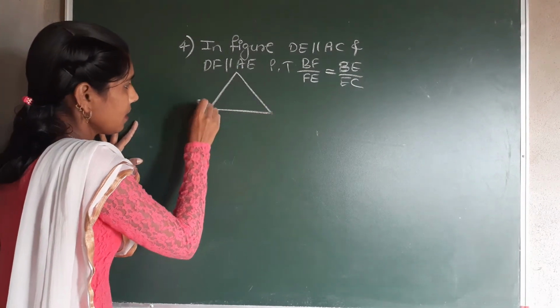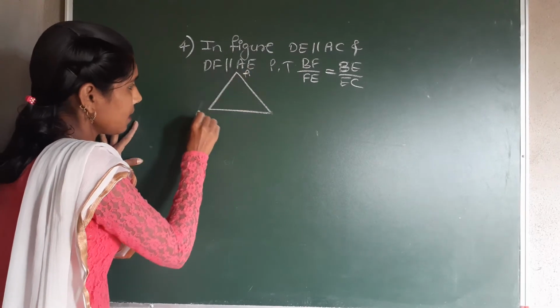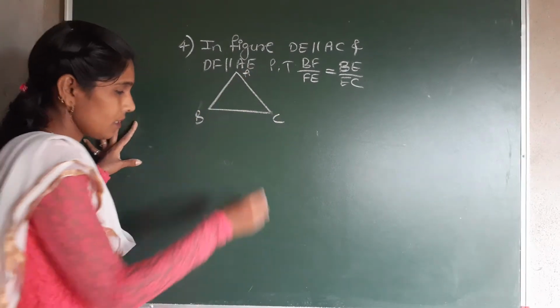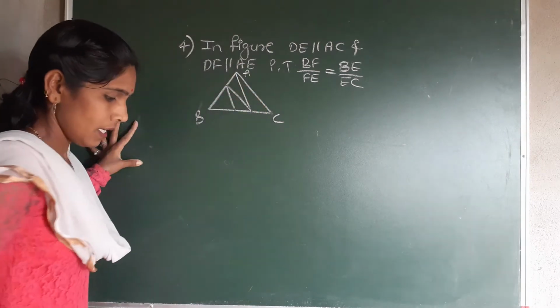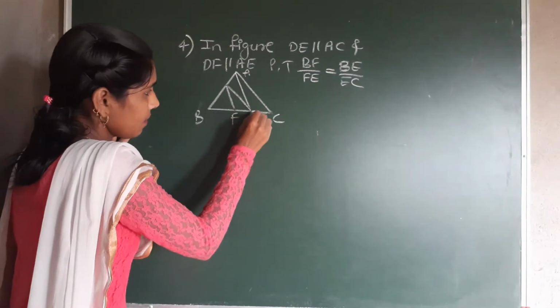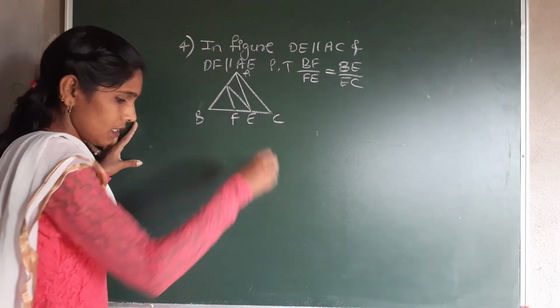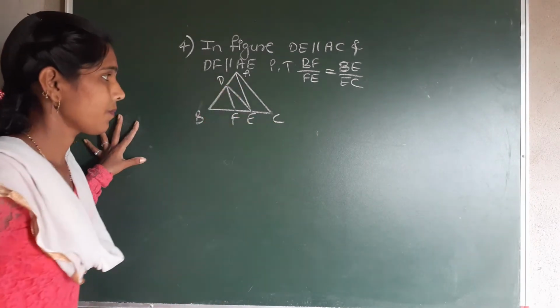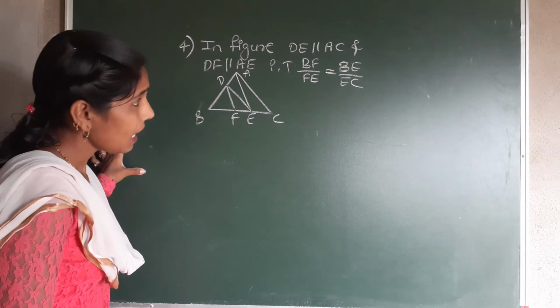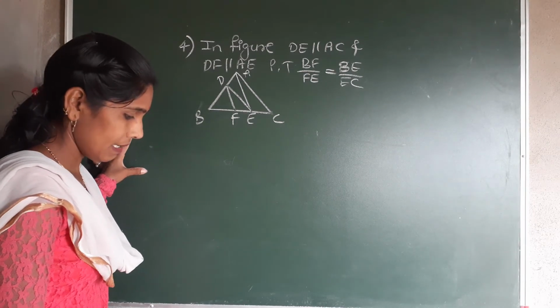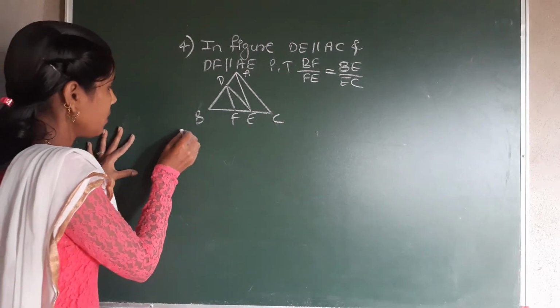Here the figure is given. This is A, B, C, and here this one F, E, and this is D. We have to prove BF divided by FE equals BE divided by EC. Given that, already the solution.